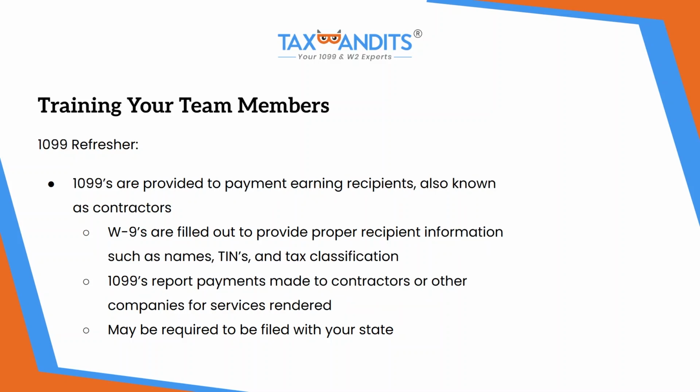Next, we'll do a 1099 refresher. 1099s are provided to payment earning recipients, also known as contractors. This is typically an individual or company, and they will provide a W-9 with their information. That can include their name, TIN, and tax classification. 1099s report payments made to contractors or other companies for services rendered. This is not the same as an employee who is working on behalf of your company or under your company name. This would be a contractor or another company providing a service to your company. You also may be required to file these with your state.